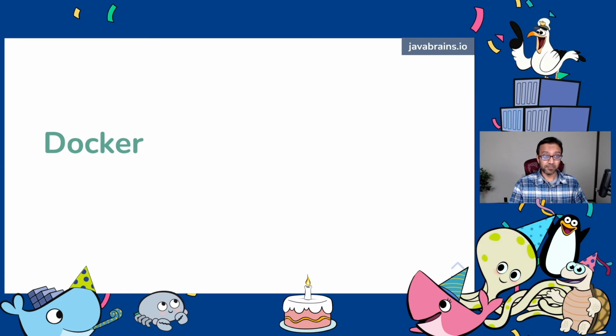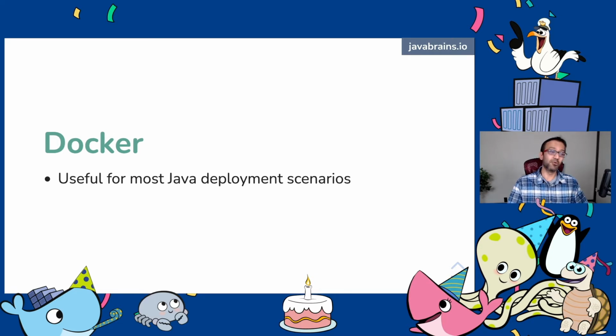So Docker is useful as a result for most Java deployment scenarios. You're working on a Java application, you want to deploy it somewhere. It's kind of like a no-brainer to package it as a Docker image, and then have that be the unit of deployment.